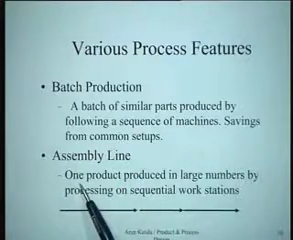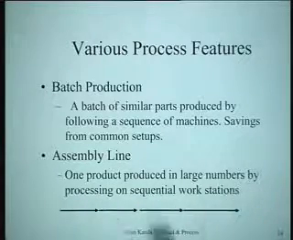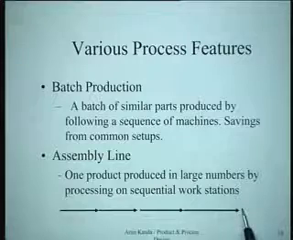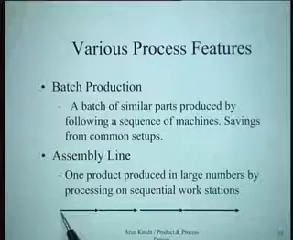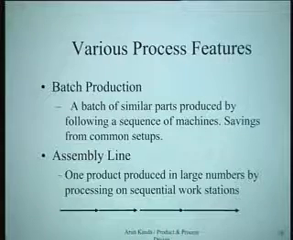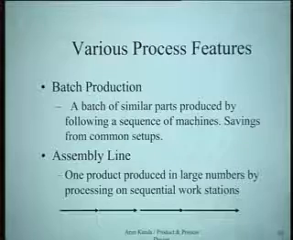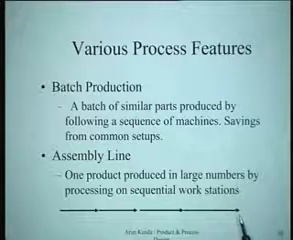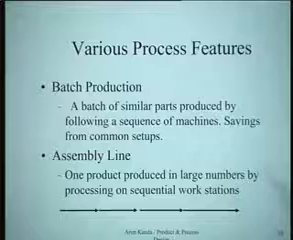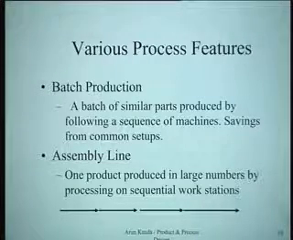In an assembly line, you have one product produced in large numbers by processing on sequential workstations. First it is processed on one, then it goes to the next, then it goes to the next, and so on. The obvious advantage of this is that the flows are very smooth and the volumes can be large. The production times are reduced.